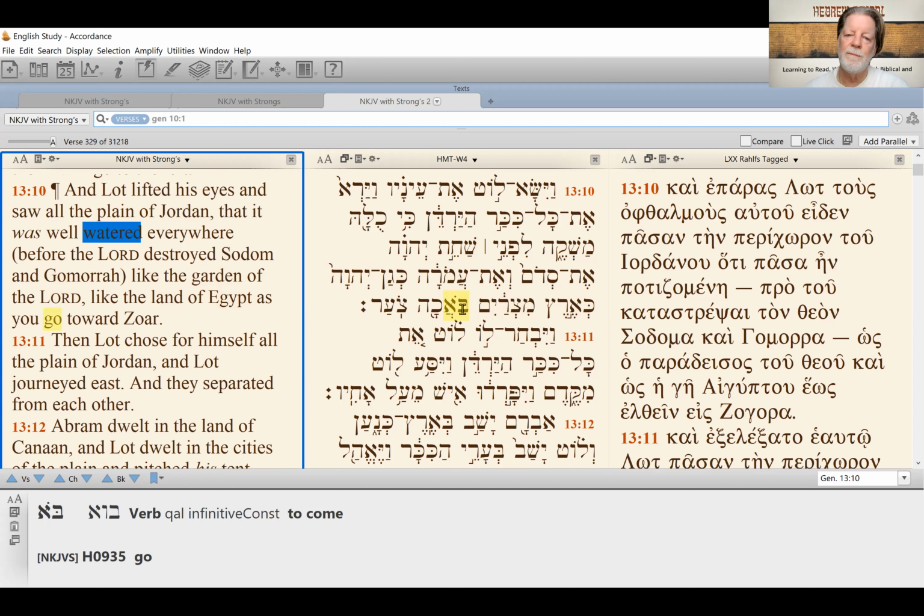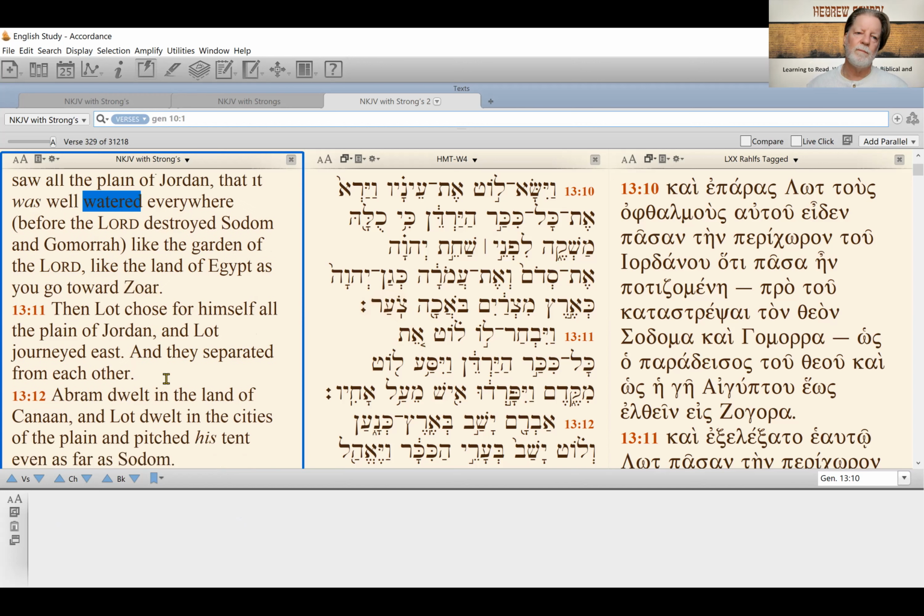Achal Zoar. Ba'a, Beit Vav Aleph, means to go. The ka ending here means as you go, by way of Zoar or toward. I'm sorry, it's Zoar, not zone, Zoar, which is the name of a city. And so it's pointing you towards the Nile River, because the land of Egypt is well watered by the Nile River, just like the Jordan River Valley is well watered by the Jordan River.